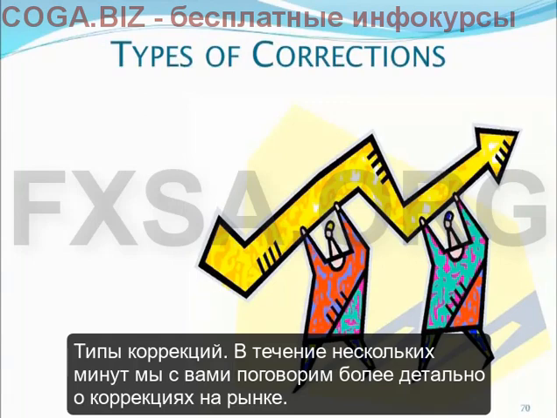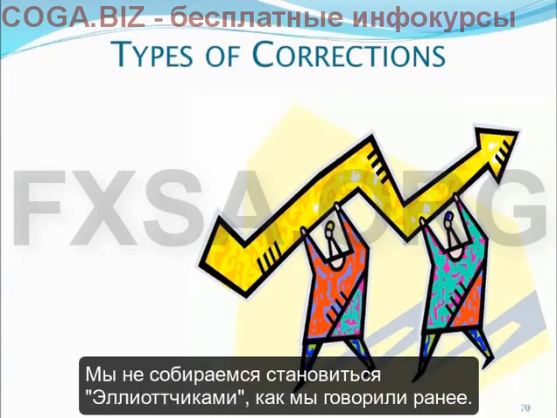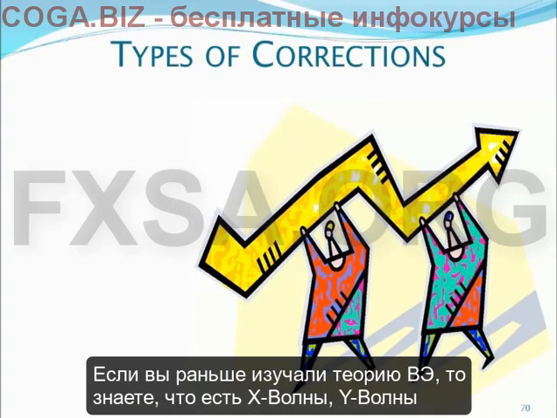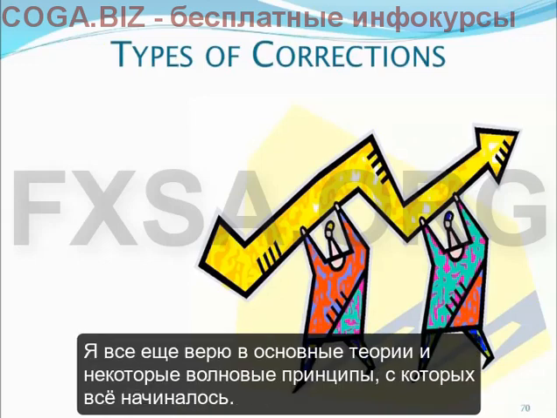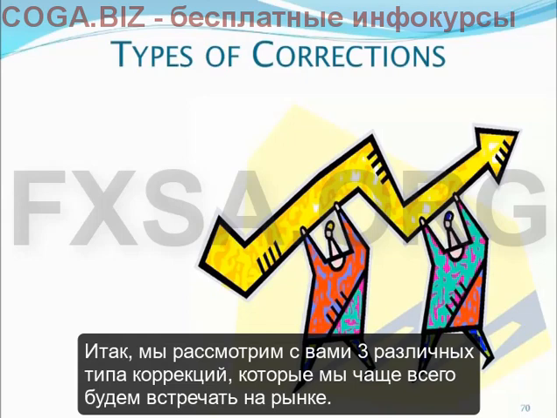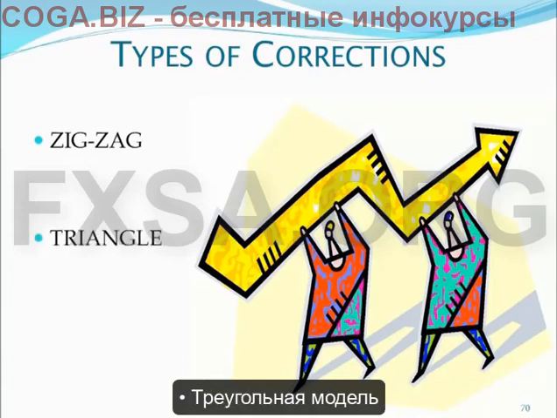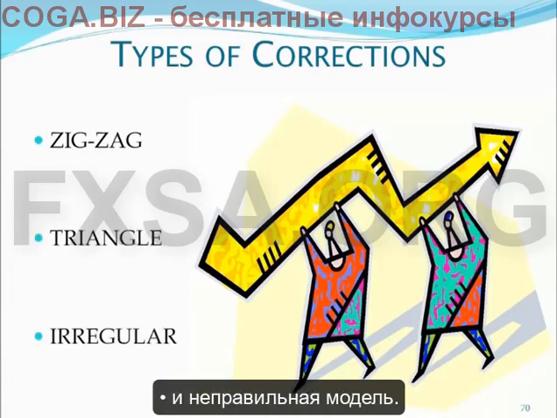Types of corrections. We're going to take a few minutes and go into a little more detail about the corrections in the market. We're not trying to become Ellioticians, as we mentioned earlier. Depending on the Elliott wave theory, if you've previously studied, there are X waves, Y waves, all kinds of different explanations for what we see in the market. I still believe in the basic theories and some of the wave principles that have started. So we're going to look at 3 different types of corrections, the ones we see most in the market. That's the zigzag pattern, the triangle pattern, and the irregular pattern.